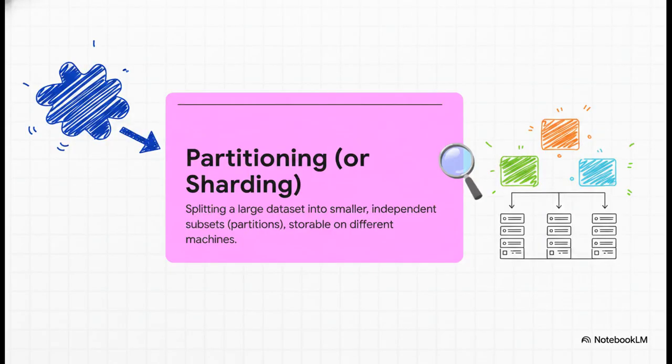So when your data gets too big for one machine, you really have two choices. You could give every machine a full copy, that's called replication, and it's great for handling more reads and surviving failures, or you can give every machine its own unique slice of the data, and that is partitioning, and that's exactly what we're diving into today.